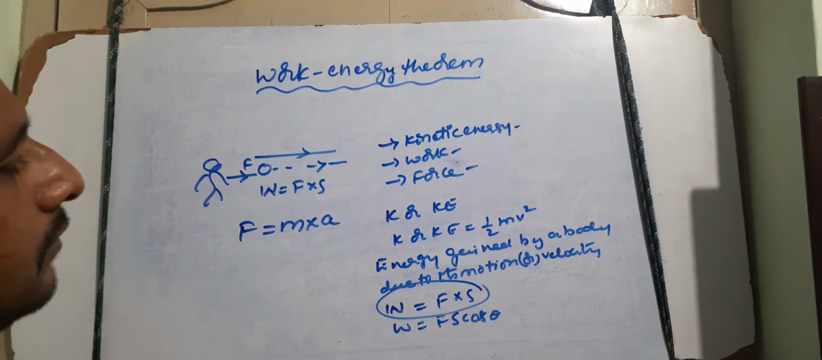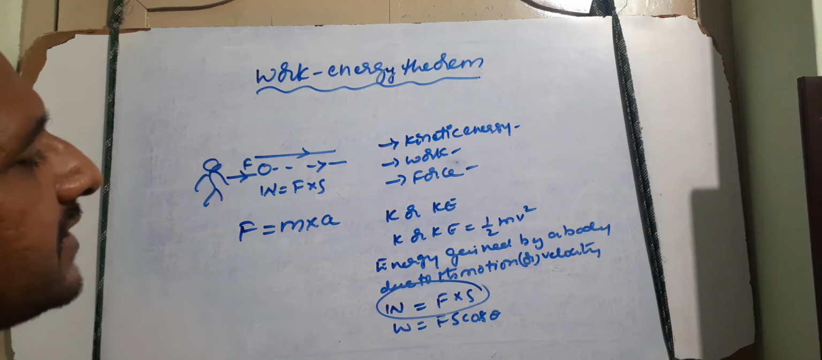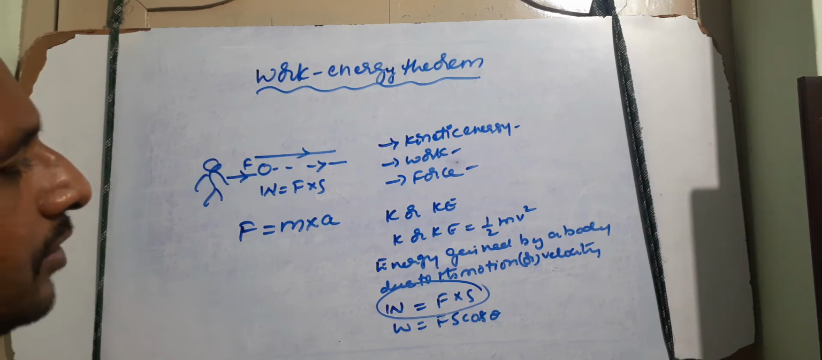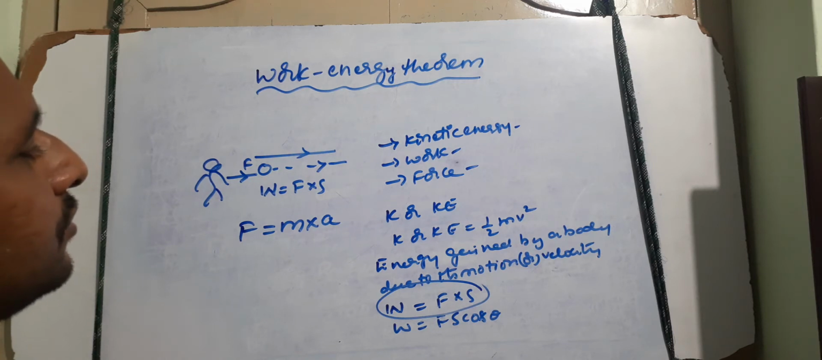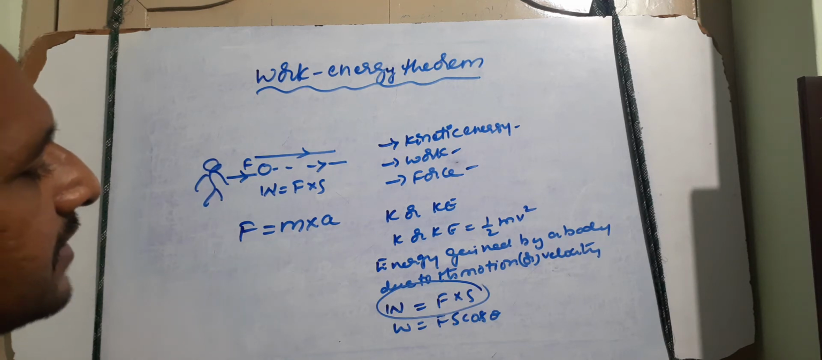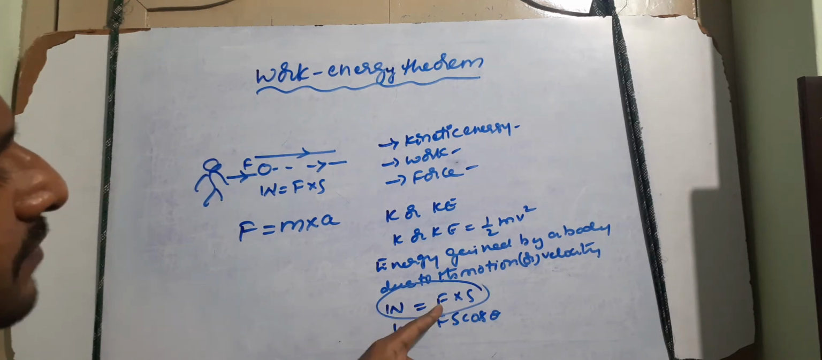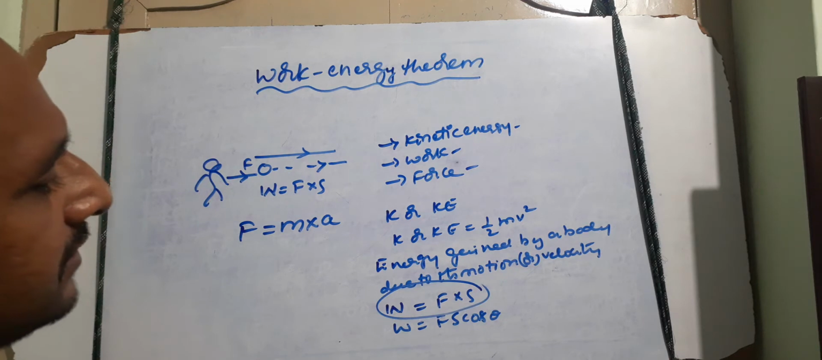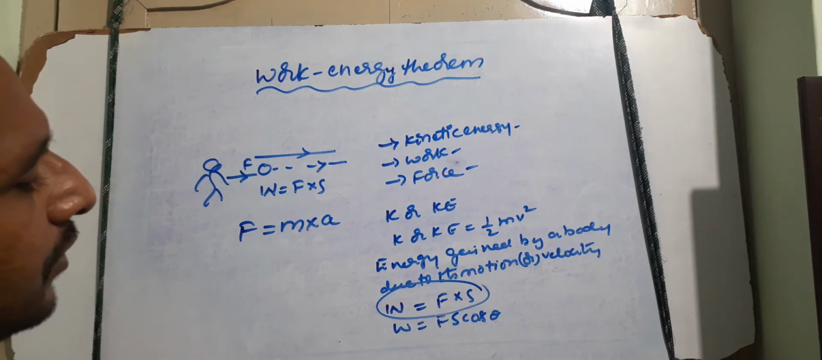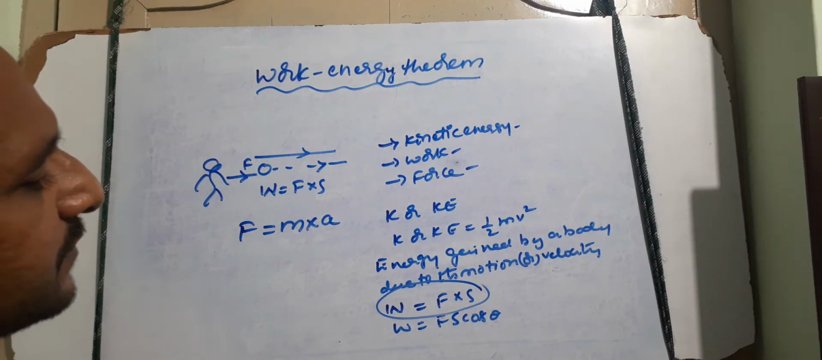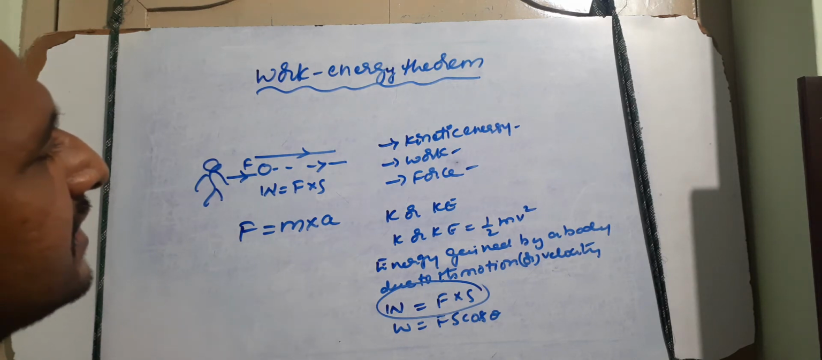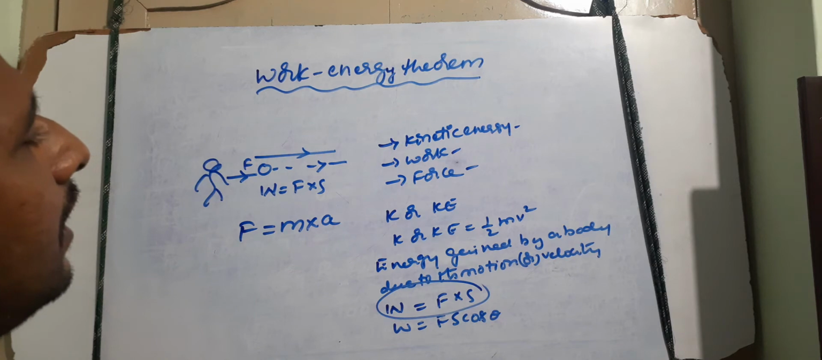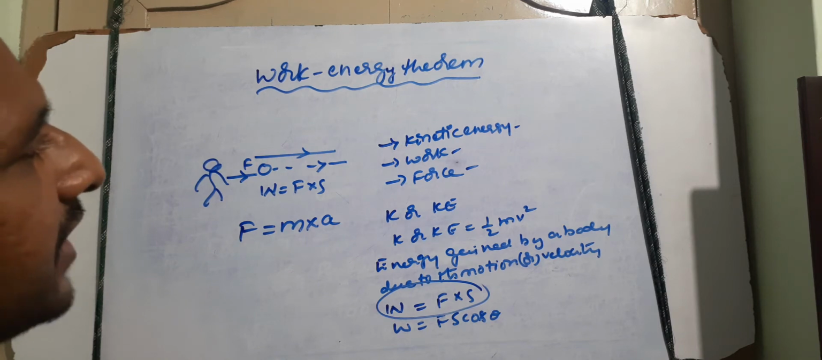Or we can also define the force. Force is that which changes the position of a body or tries to change the position of a body. Numerically, it is equal to the product of mass and acceleration of the body. And work is the product of force and displacement made by the body. So these three basics we use in the explanation of the work energy theorem.